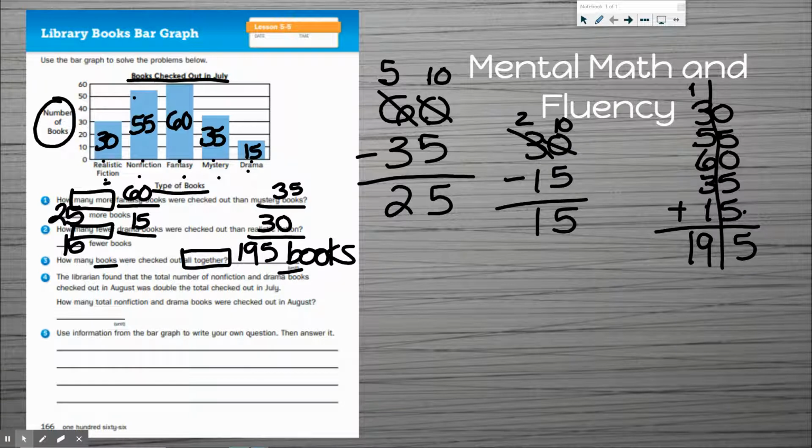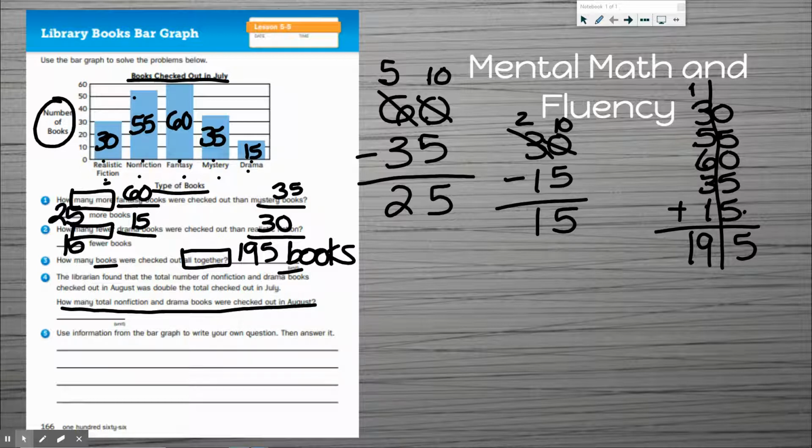The librarian found that the total number of nonfiction and drama books checked out in August was double the total checked out in July. How many total nonfiction and drama books were checked out in August? So this one we have to think about what we know. We're trying to find out how many nonfiction and drama books were checked out in August.